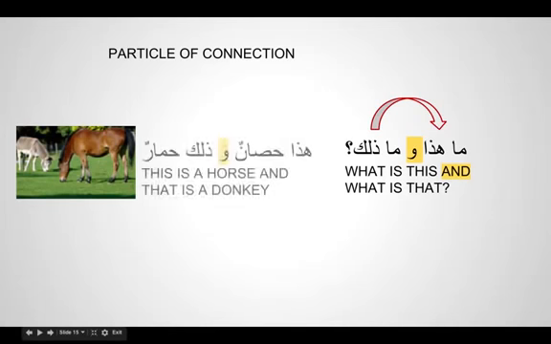So we have the same thing with the answer. We have to say hadha hisanun, this is a horse, but our answer is not complete. We say wa dhalika himarun, and that is a donkey. So dhalika himarun is connected to hadha hisanun, because hadha hisanun is an answer and this is a part of the same answer. So let me give you another example to make it clear.